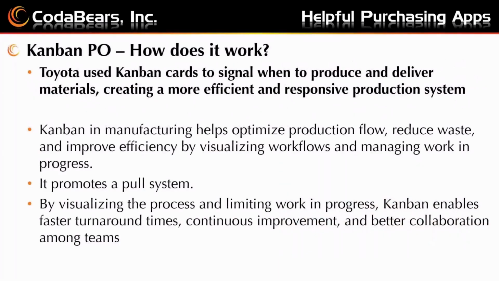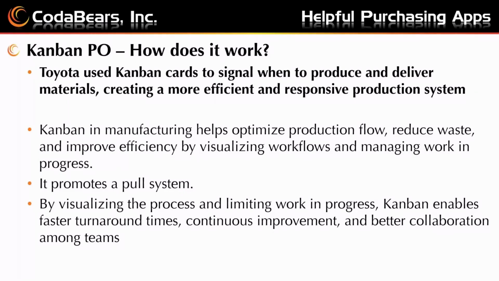Toyota used Kanban cards to signal when to produce or when to deliver materials to their production system. Kanban in the manufacturing environment will help optimize your production flow, reduce your waste, and improve efficiency by visualizing the workflow and managing your process. It promotes, again, that pull system where everything is triggered by something, which then turns into faster turnaround times, continuous improvement, and better collaboration among your team.